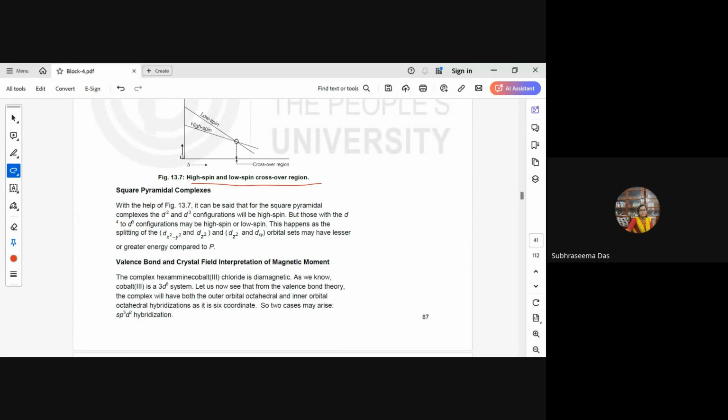From figure 13.7, we can also say that the square pyramidal complexes for the d2 and d3 configurations will be high spin in nature. But those with d4 to d8 may be low spin, because this happens because of the splitting of the dx2-y2 and the dz2 orbitals. They have lesser energy as compared to that of P.